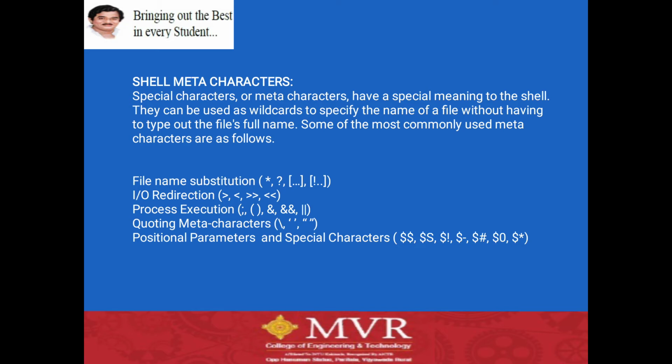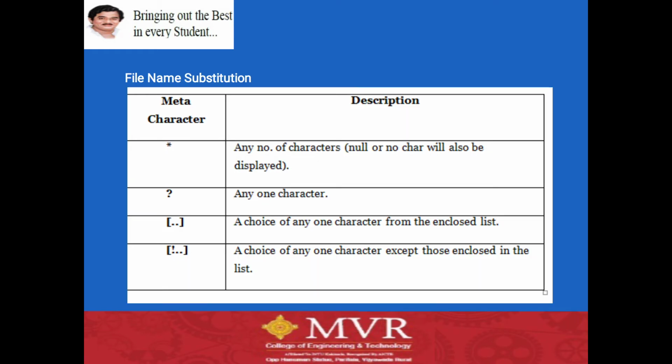Similarly here also, every meta character in Unix has a special purpose and meaning, so that you can use them whenever required. Those are classified into these 5 categories. We will see each category one by one. This is the first type of meta character category, file name substitution meta characters.